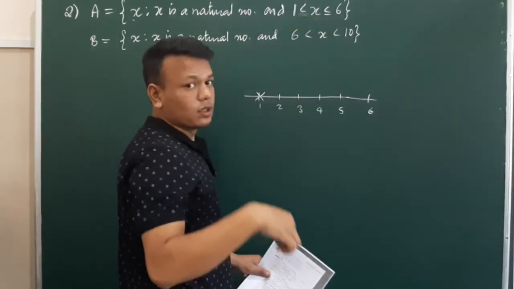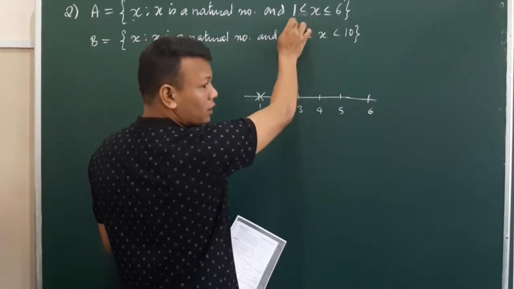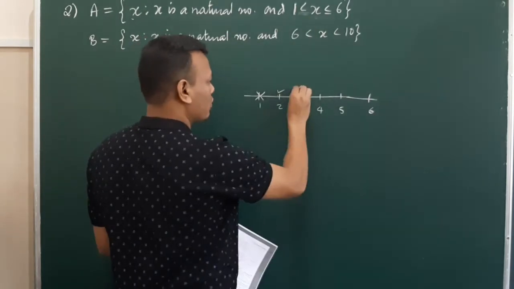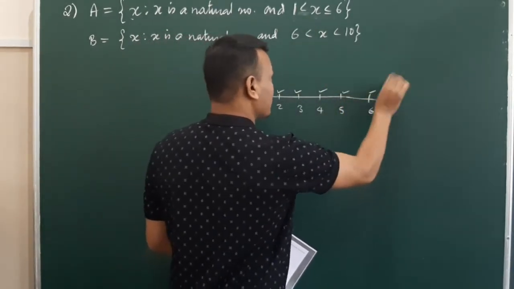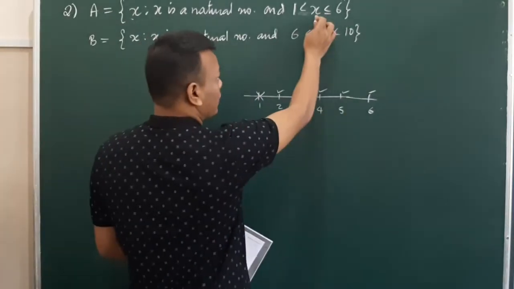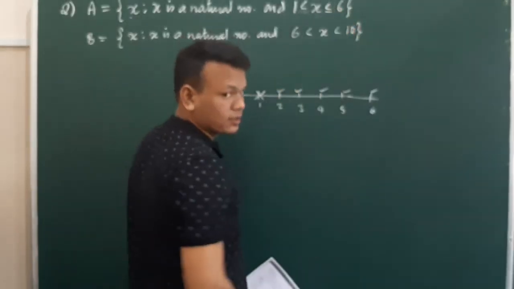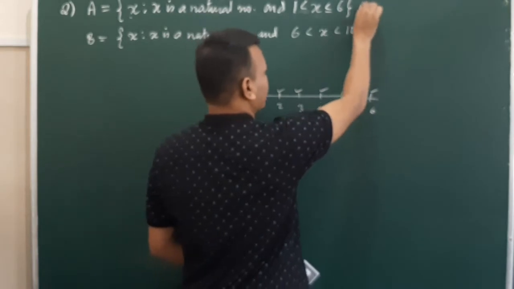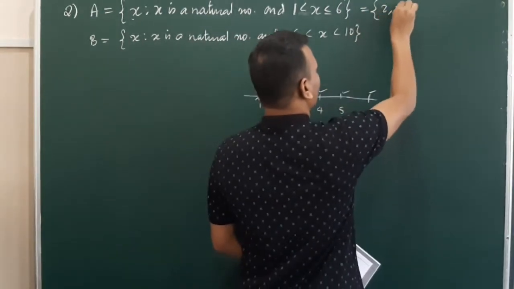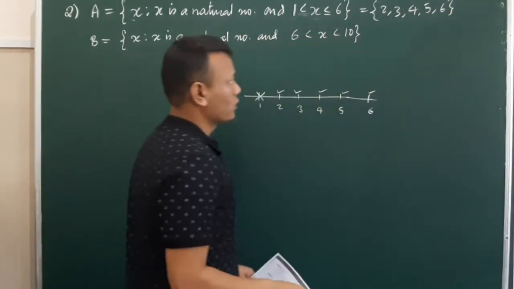Now what are the numbers which are greater than 1? The natural numbers greater than 1 are 2, so 2 can be my answer. 3, 4, 5, 6 can be my answer, because x is equal to 6 is allowed, but it cannot exceed 6 because x is less than or equal to 6. That's why this set contains the elements 2, 3, 4, 5 and 6. So this is my set A.